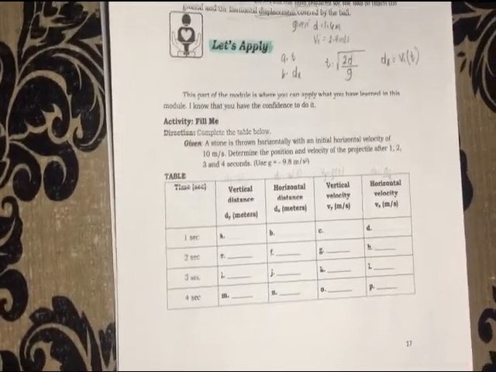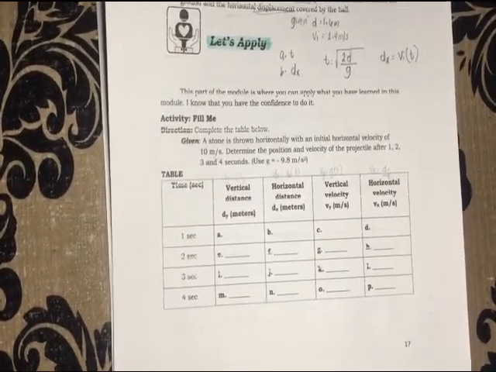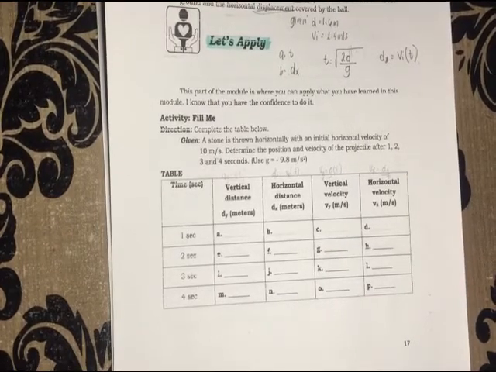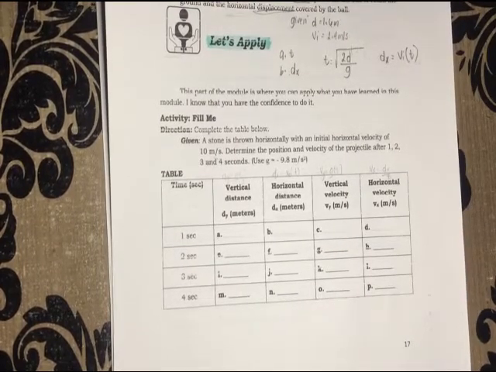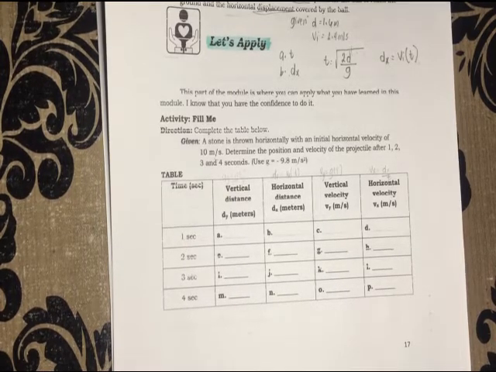Okay, so let's talk about Let's Apply. Under Let's Apply, we have here a table wherein yung sagot nyo ay manggagaling dito sa problem. It says here, a stone is thrown horizontally with an initial velocity of 10 meter per second. Determine the position and velocity of the projectile after 1, 2, 3, and 4 seconds. Use g, or acceleration due to gravity, as 9.8 meter per second squared, which is a constant number.